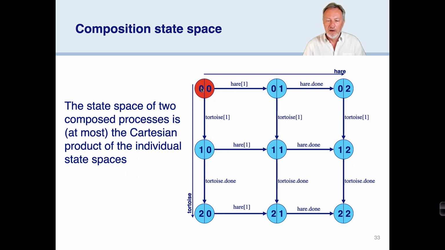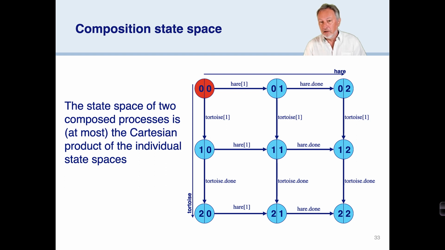Instead of having 0 up to 8, now we can see quite clearly we have the tortoise being 0, 1, or 2, and the hare being 0, 1, or 2 on the right-hand side. And now it's obvious. It's very clear. Each process had 3 states, and the composition of them has 9 states.